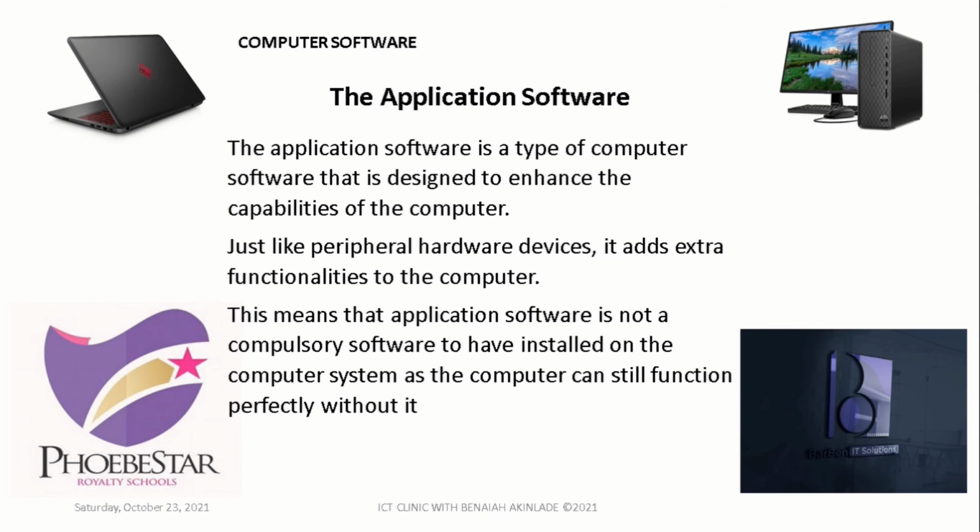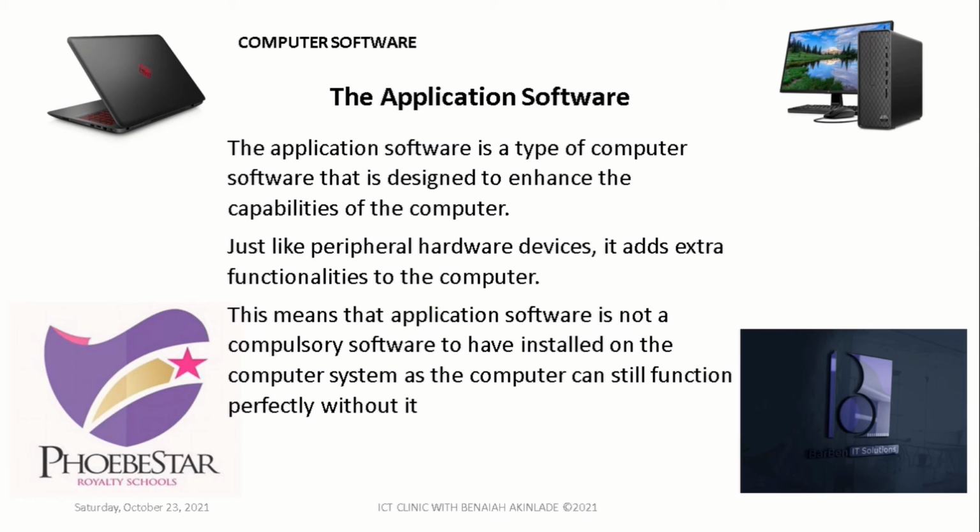Then we have application software. When you talk about application software, it is a type of computer software that we have designed to enhance the capabilities of the computer. You see, application software is just like a peripheral hardware device. Now, peripheral hardware is not a software. I'm just likening them together. Peripheral hardware devices add extra functions to the computer, right? Yes, application software too, they add extra functions to the computer. It means that application softwares, they are not compulsory. They are not compulsory to be had on the computer. Without application softwares, the computer will still run effectively.